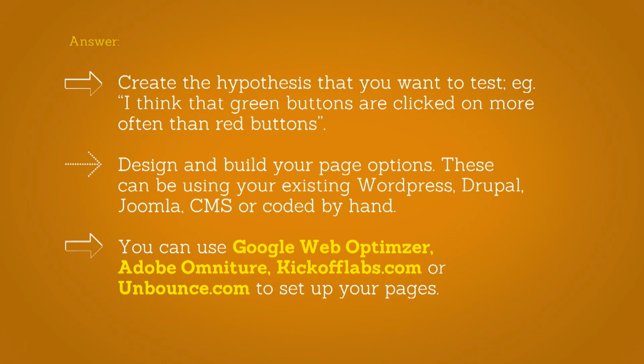So yeah, but we tested big things. We tested will more people search? Will more people buy a product if we change these features? You can test everything from small to large features. And the way you do that is you design and build two different page options. You can use WordPress, Drupal, Joomla, CMS. You can even build it by hand if needed.